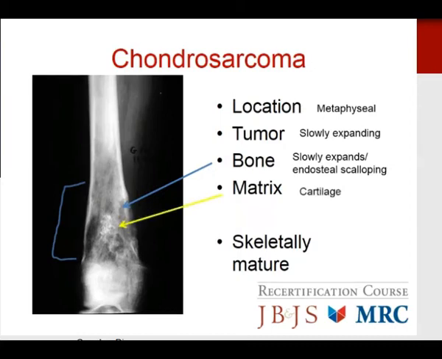You can see the yellow arrow is on the cartilage matrix. Cartilage calcification is dystrophic calcification that occurs in arcs and rings. We also call it punctate calcifications because it looks like very small dots as it forms. And you'll notice again, this patient is skeletally mature in contrast to our osteosarcoma, which is a skeletally immature patient.